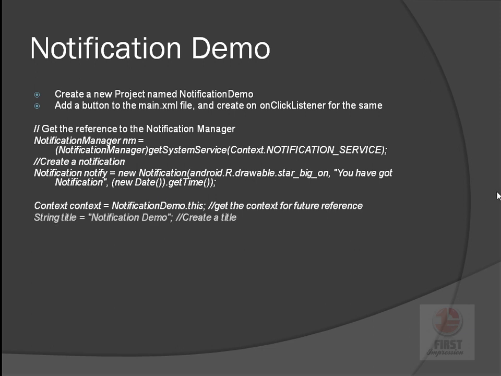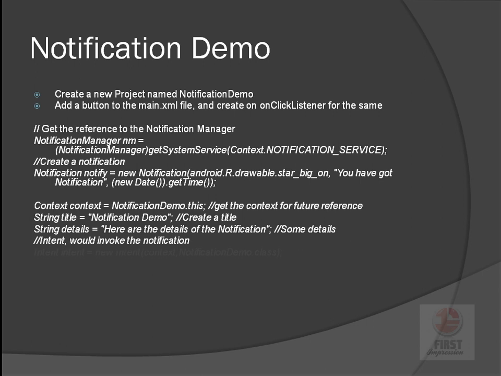Then let's define a title. Let's define some details. That is the title of the notification and some details of the notification. Then we create an intent by saying intent equals to new intent. This Intent with capital I is the class name. This intent with small i is the object name. So we say intent equals to new Intent.